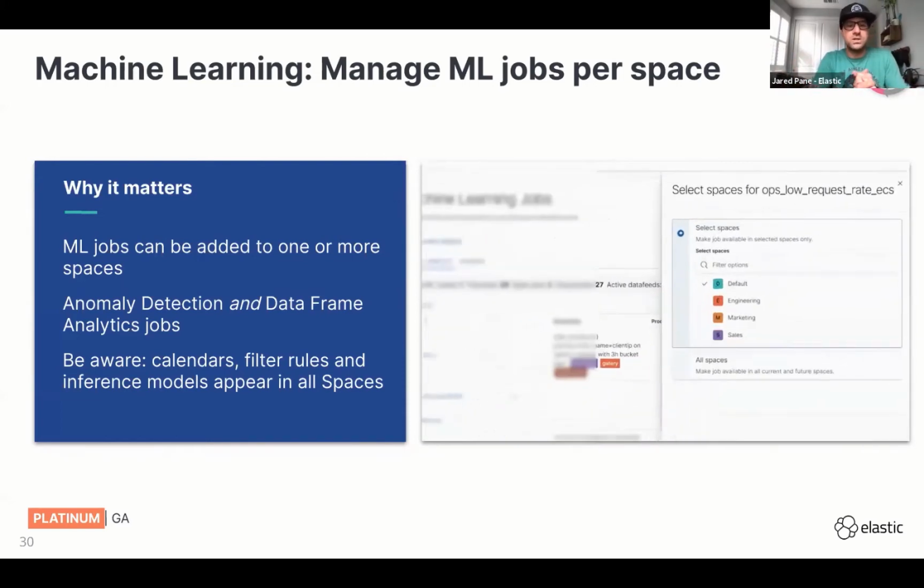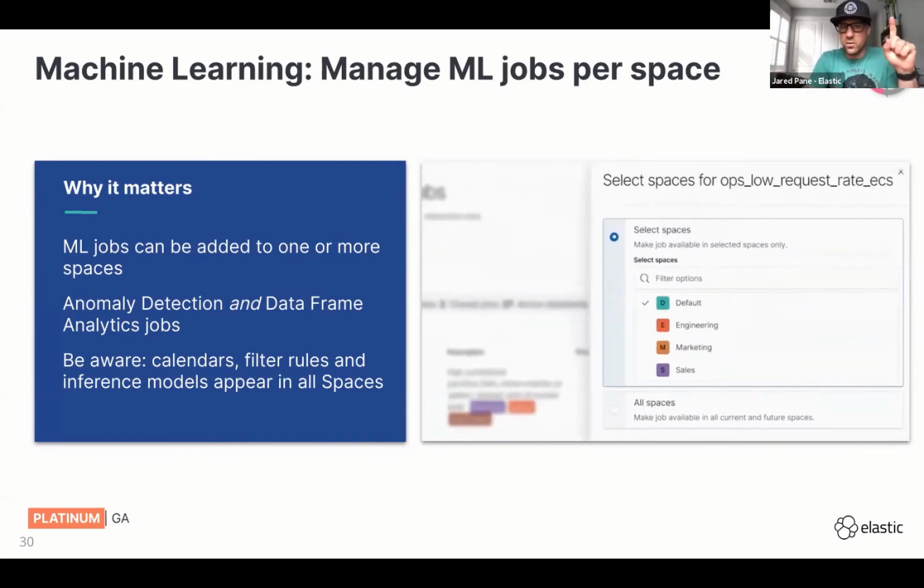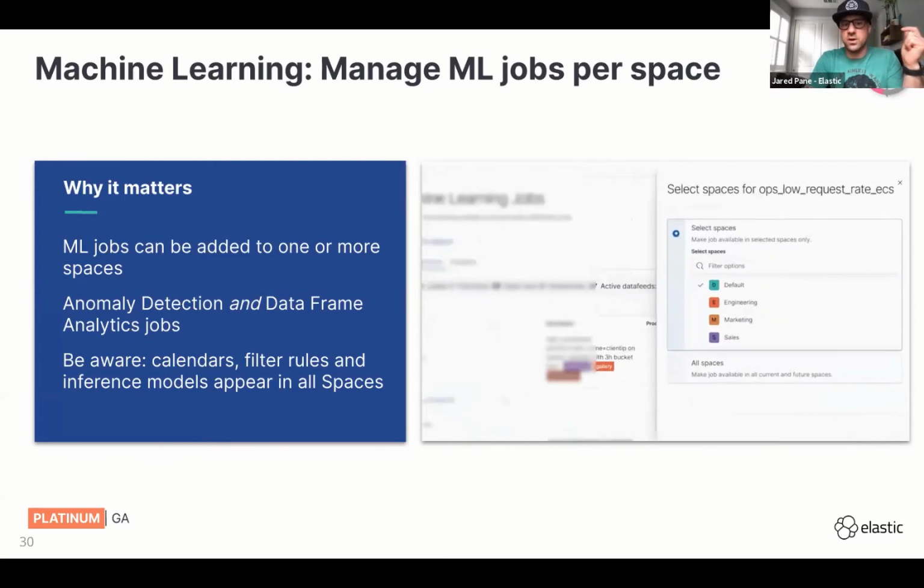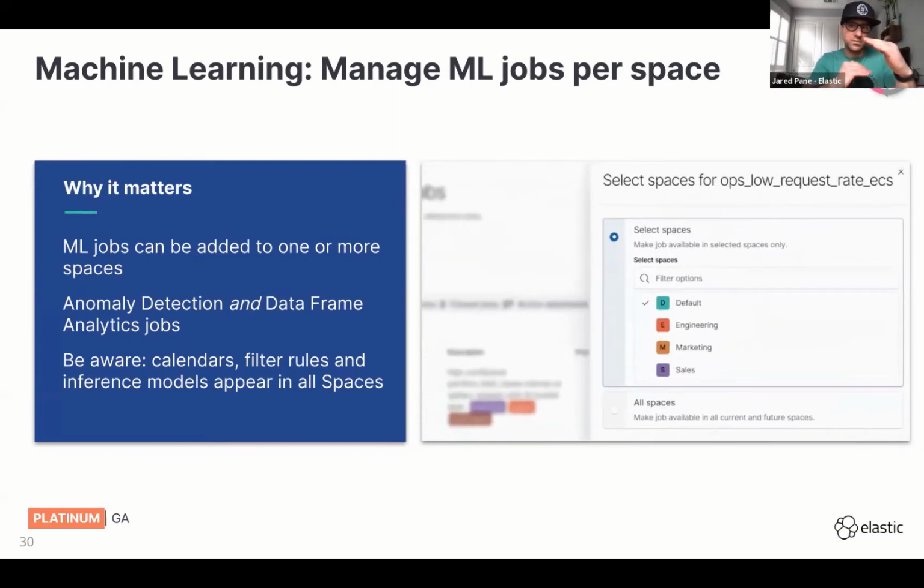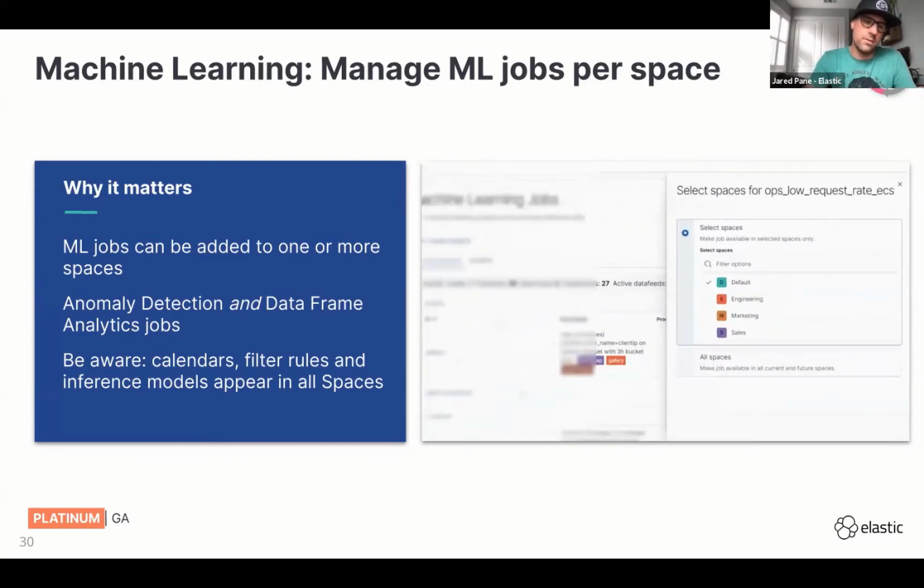roles, right? So the one thing is to be aware that calendars, filter rules, and inference models appear in all spaces as opposed to breaking them out now in 7.1.